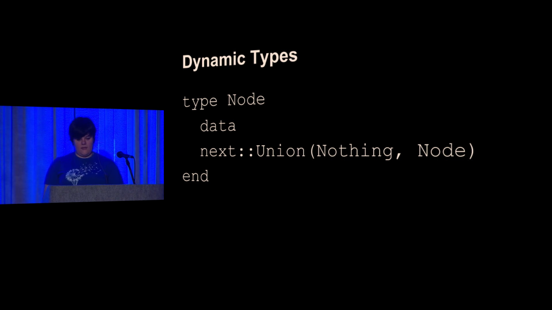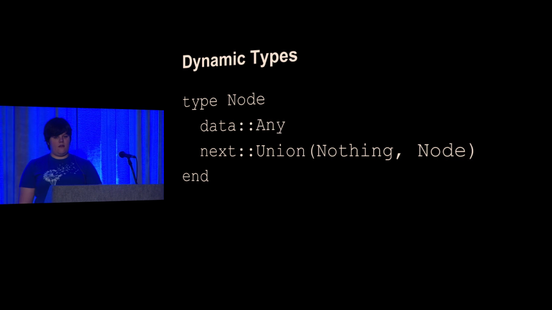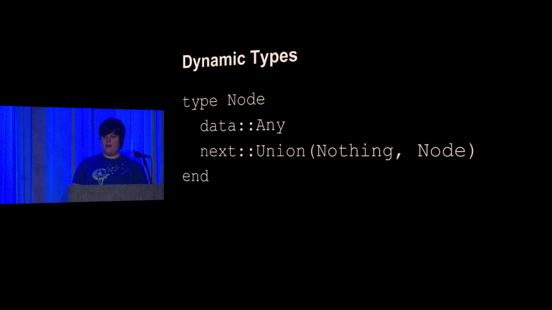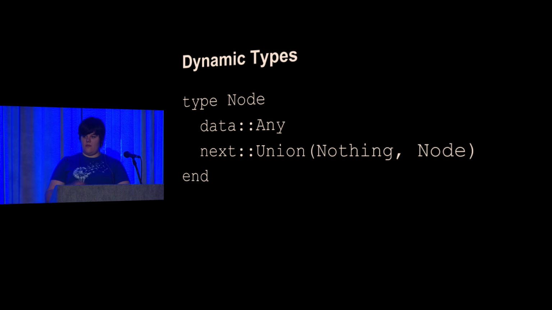Data does not have a type annotation. If I put one on there, it would be Any, and these two things mean exactly the same thing. Any is the top of our type hierarchy. All types are descended from Any, so you can put anything you want into data. So this is an untyped list.